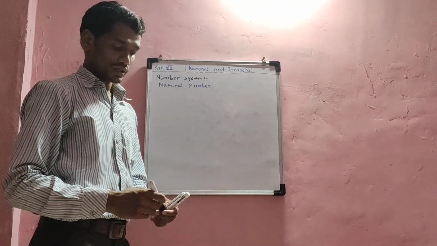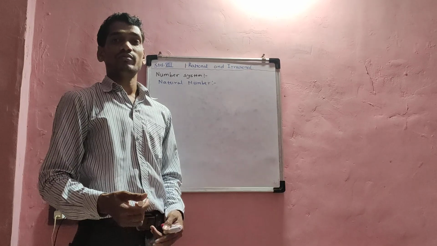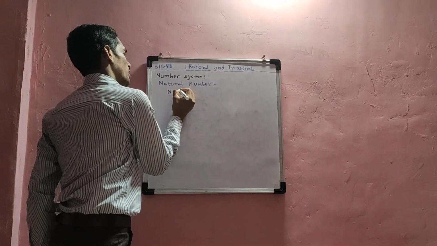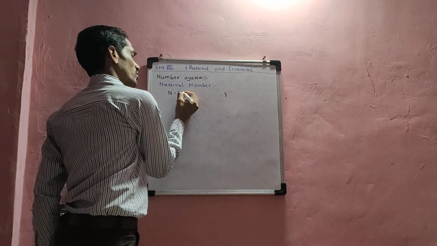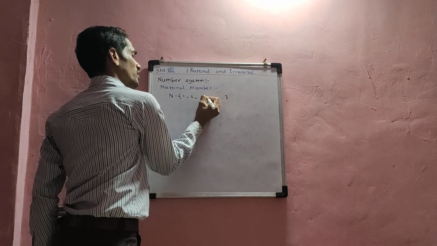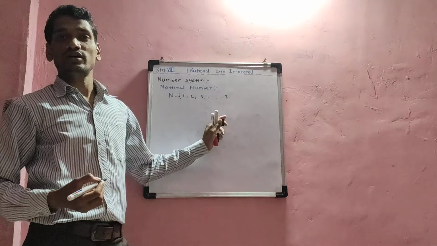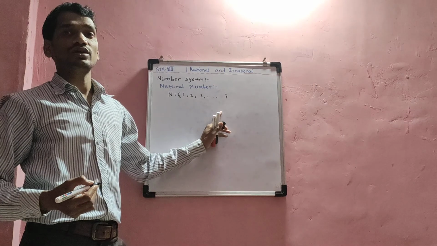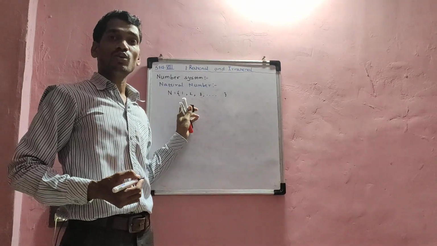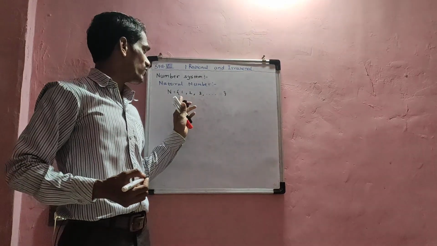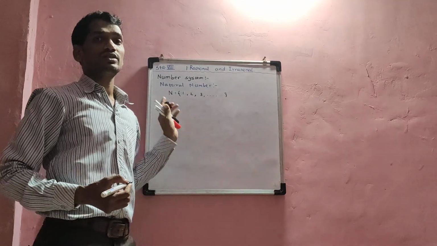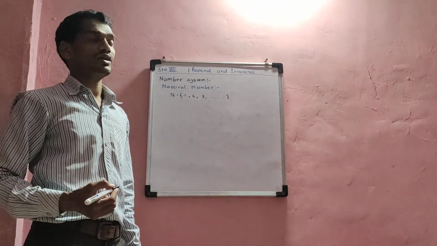Natural number is represented by the letter N and starts from 1, 2, 3 and so on. We can't say the last natural number, it does not have a limit. Start from 1, 2, 3 and it goes on, inside curly brackets. So this is the natural number, represented by capital N.